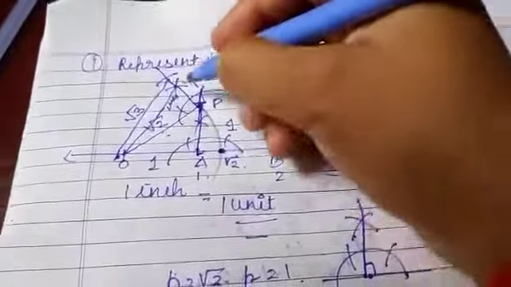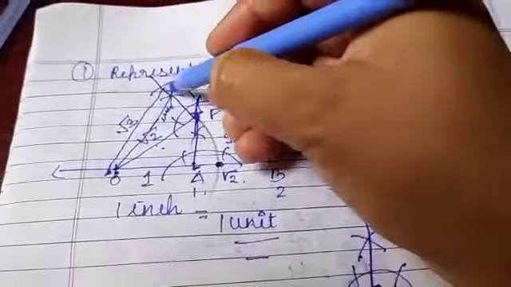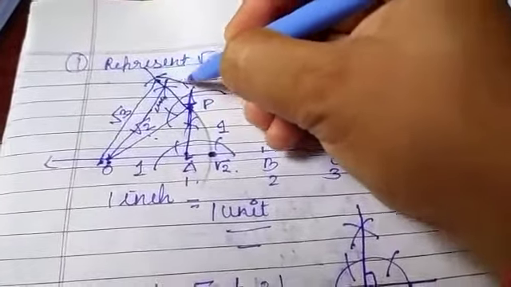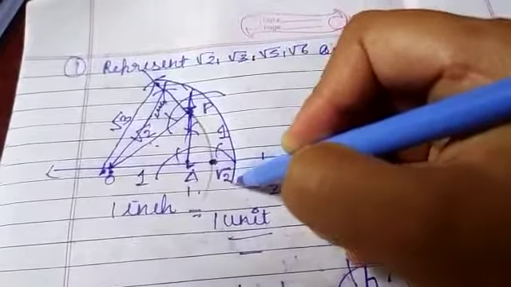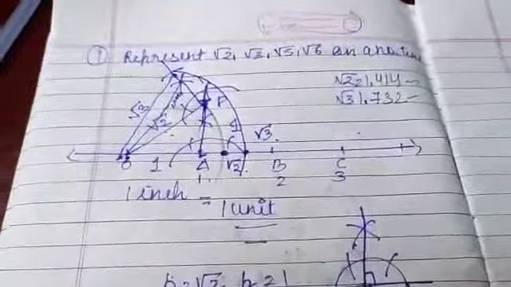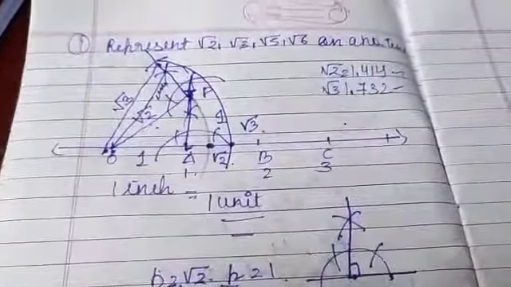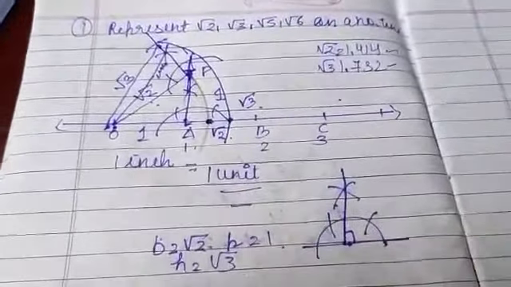Understood? Same, from needle you will keep here on 0 point, put the pencil here and draw an arc, and it will be approximately here. So this will be root 3. So this will be root 2 and this will be root 3. I hope it is clear, these two constructions.